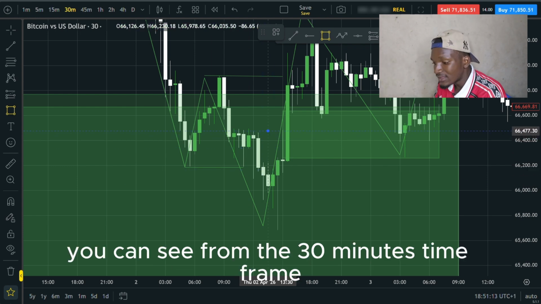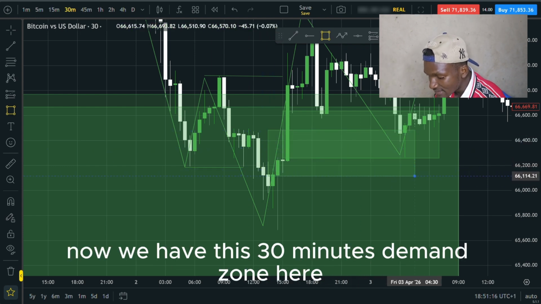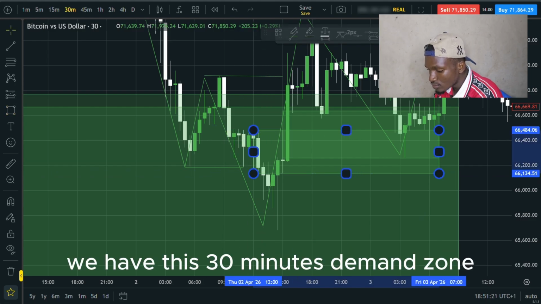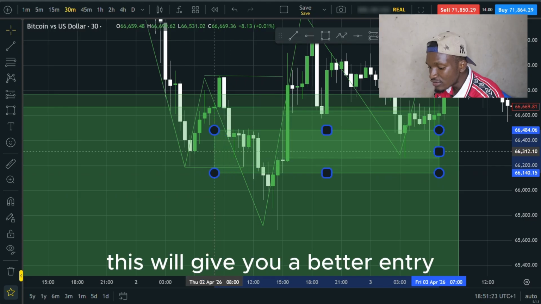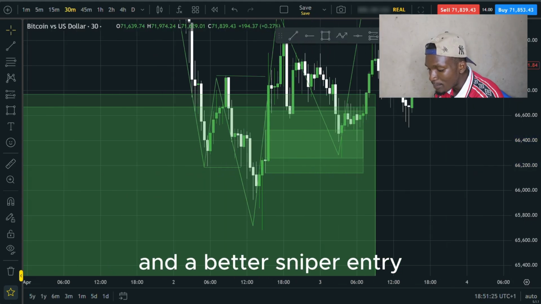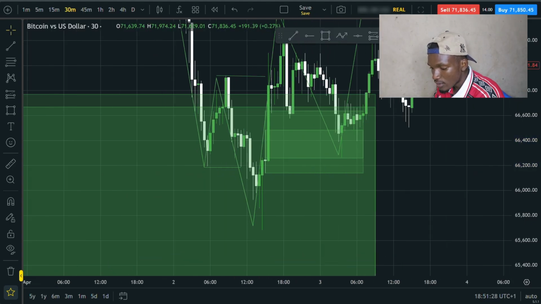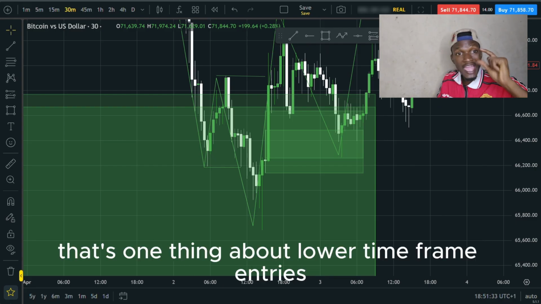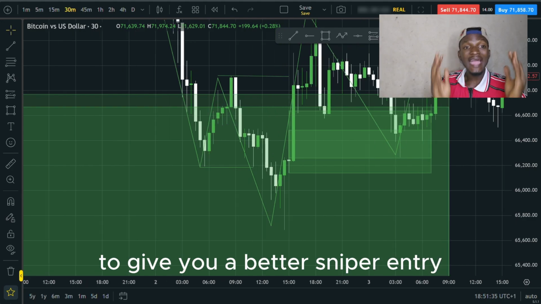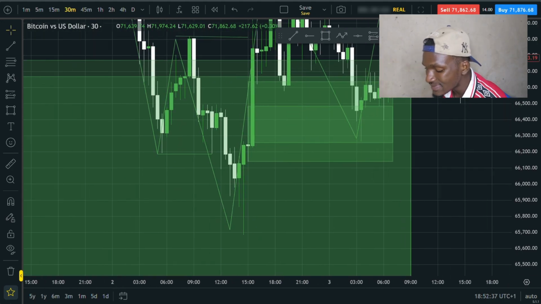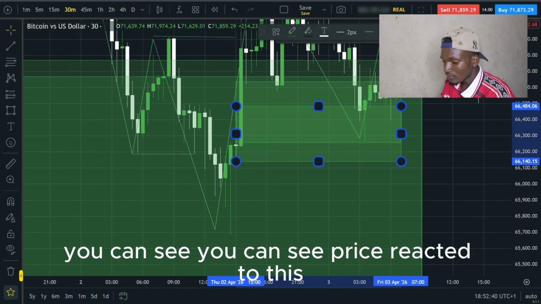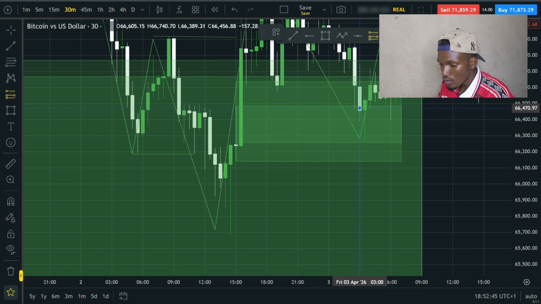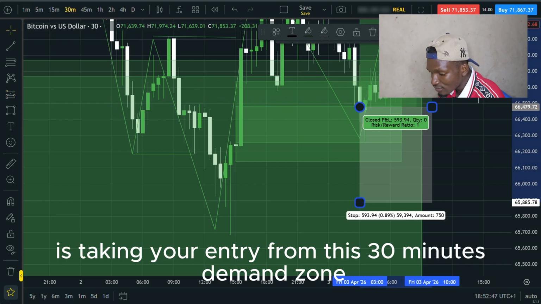You can see from the 30 minutes time frame, now we have this 30 minutes demand zone here. You can see this will give you a better entry and a better sniper entry. That's one thing about lower time frame entries, they give you a better sniper entry. For those that want sniper entries, you can see price reacted to this 30 minutes demand zone. That is taking your entry from this 30 minutes demand zone here.